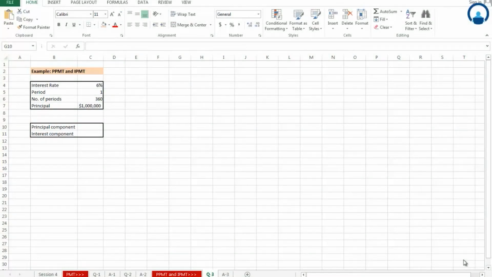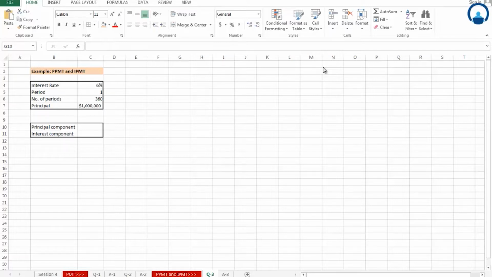IPMT, which helps in calculating the interest per loan payment. Why calculate the IPMT, or why use the IPMT? It helps us in calculating the interest paid on a loan. It lets you find the amount of interest you pay in a year, which you can also often write off in your tax return.